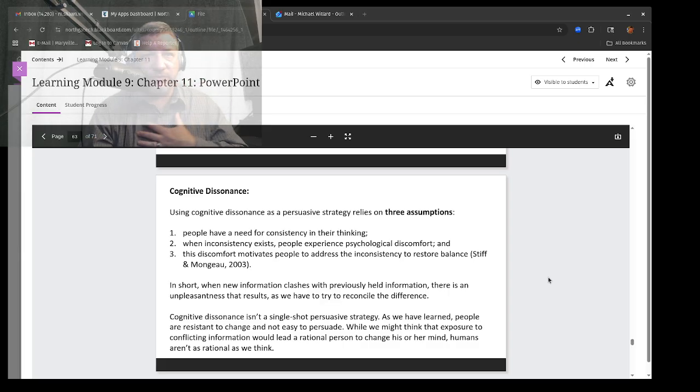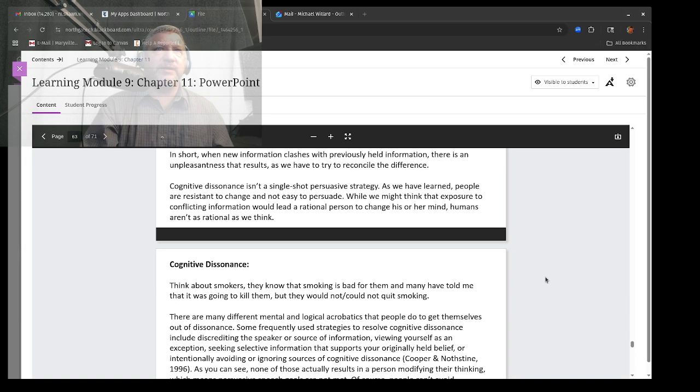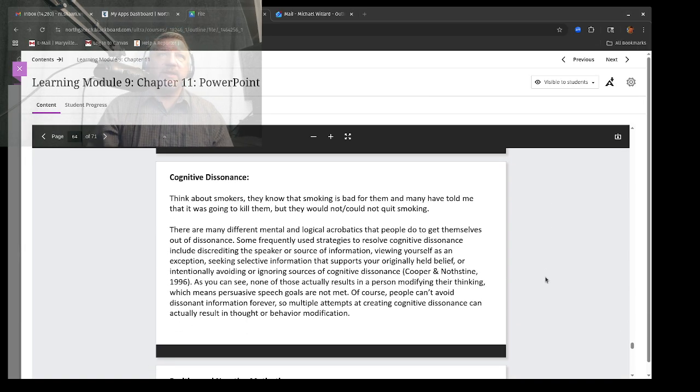Now, if we were truly 100% rational, we could see new information, read the information, verify the information, and go, I made a mistake, I'm wrong, and then change our opinion that quickly. But it doesn't work that way. If you don't believe in cognitive dissonance, think about smokers. Ask them, is smoking bad for them? They know smoking's bad for them. They've been told that it's going to kill them eventually, but yet they cannot or will not quit smoking. That is a key cognitive dissonance response.